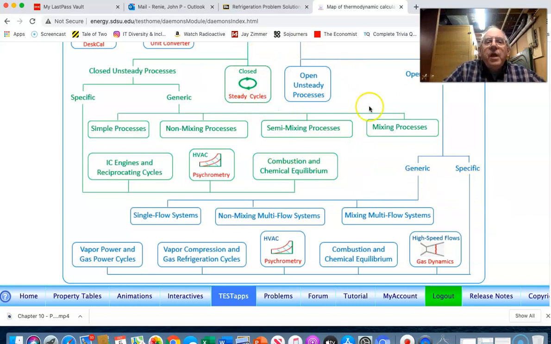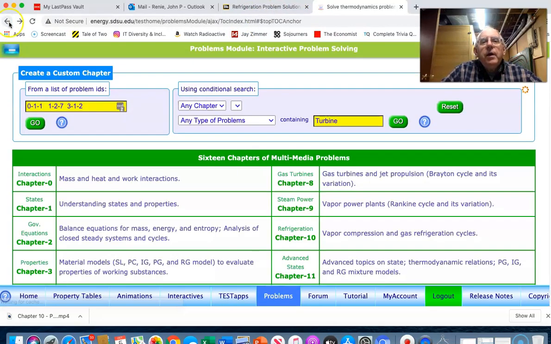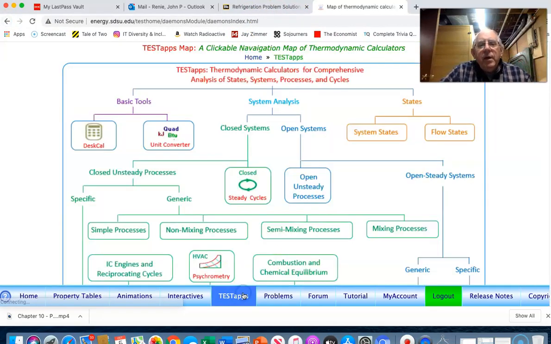Now, there is a test app up here that we've not really looked at, and that test app is this closed steady cycle. If I click on that and take a look at what's there, it's currently waiting. Maybe it's not available. Okay, I'm going to back out of this and see if it's available again.